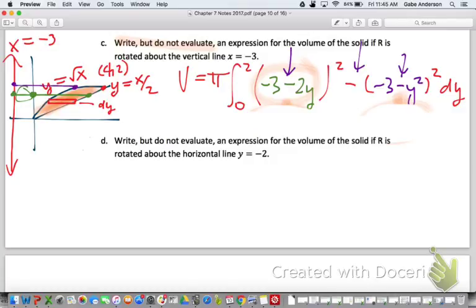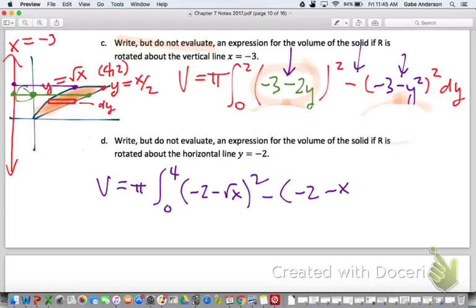The answer to this one, volume equals, could you guys stop with the Play-Doh? Yeah. Thanks.